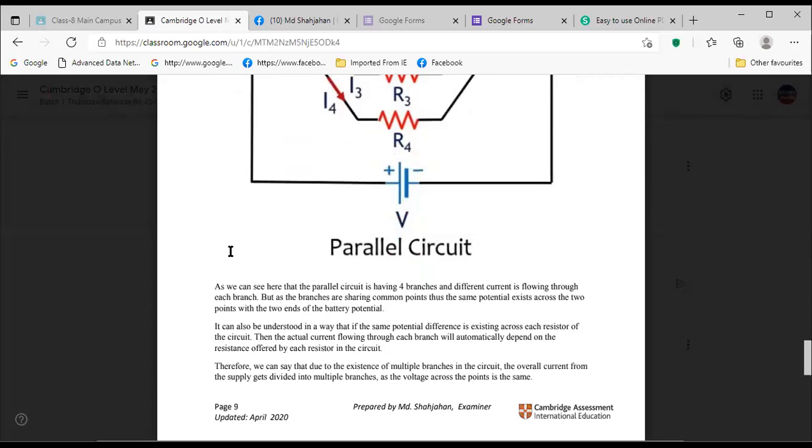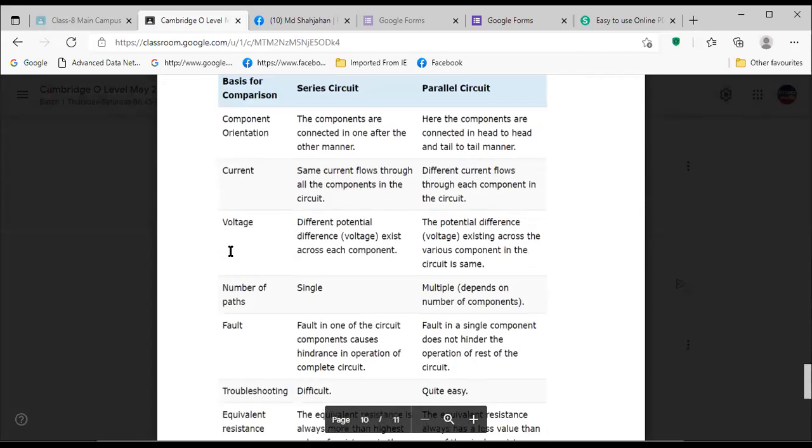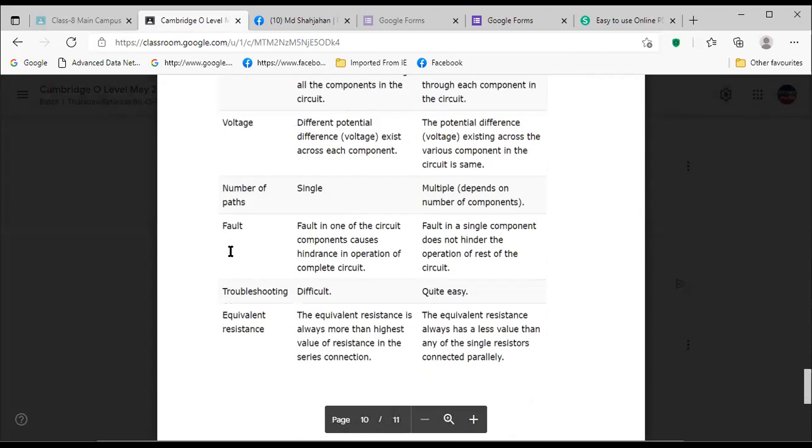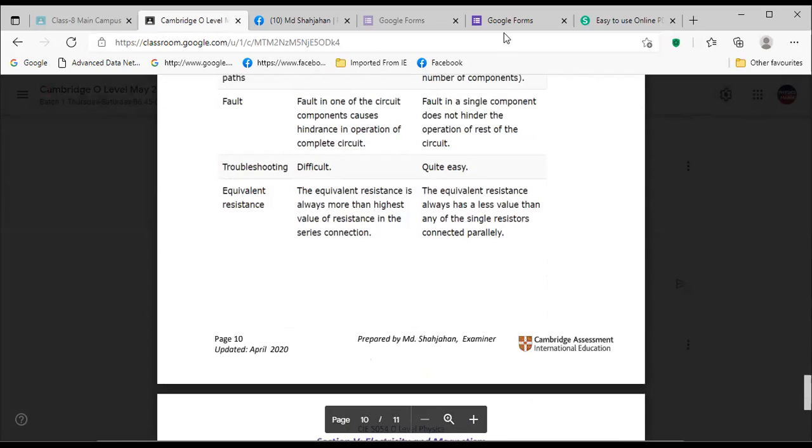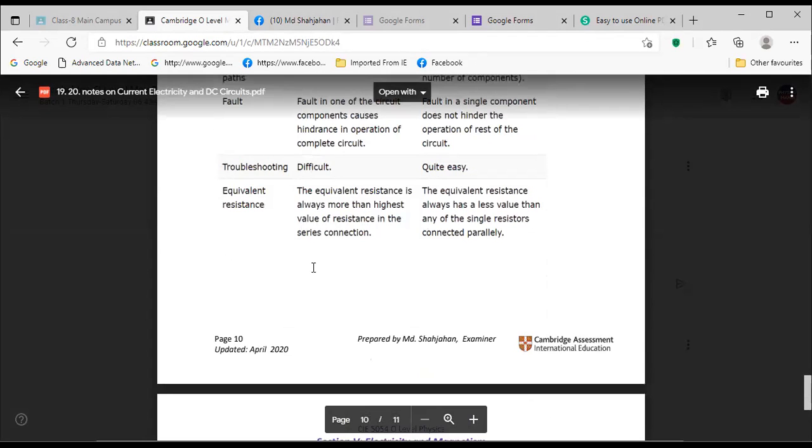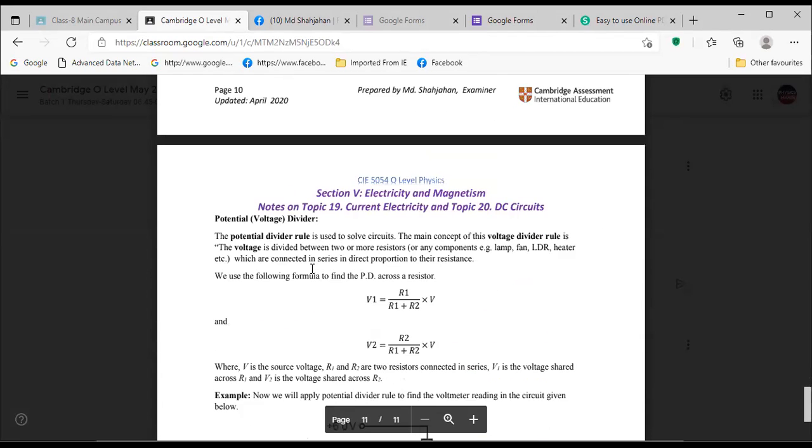So can anyone please tell me the advantages of series circuit? Sure. A single switch is enough to operate all the components together. We require less wiring in series circuit. Yes, these are advantages. And what are the advantages of parallel?